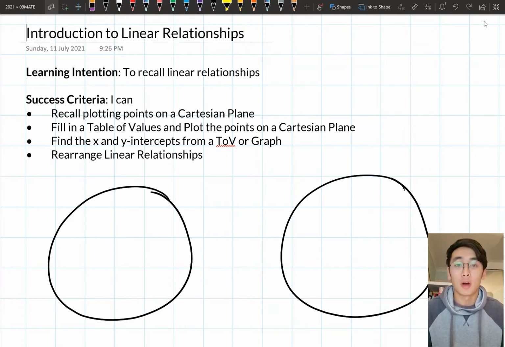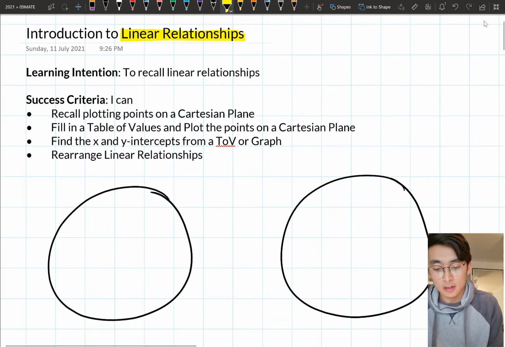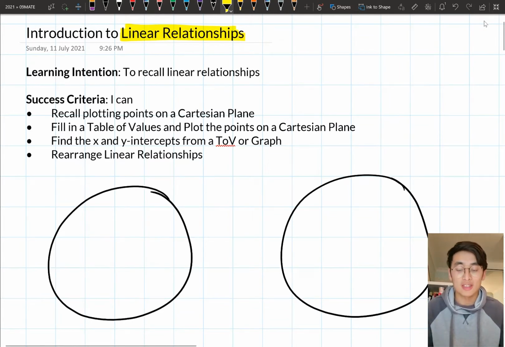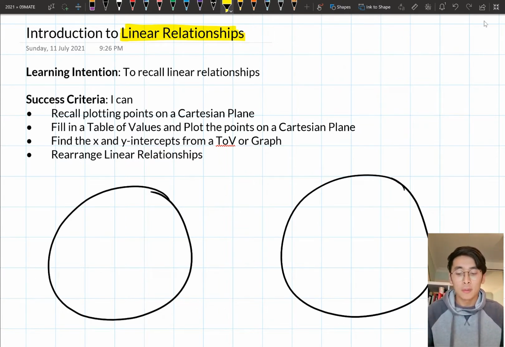So this term, we're starting off with a new topic called linear relationships, which is what I have here in the heading. So today's lesson, we've got the learning intention and success criteria on the screen. Hopefully you can see that in front of you. We are starting off this topic of linear relationships, and it's got some stuff that you've looked at before, hopefully in year 8. So what we're going to be able to do by the end of this lesson is to recall plotting points on the Cartesian plane, filling in a table of values and plotting points on the Cartesian plane, finding x and y intercepts, and then rearranging linear relationships.